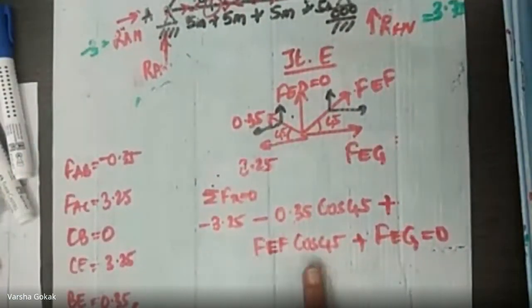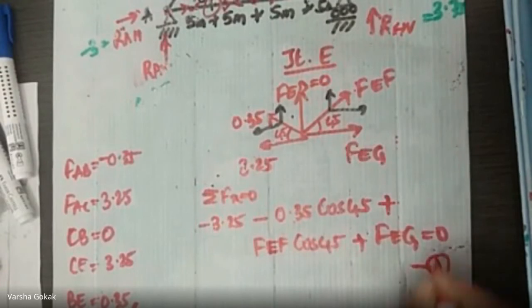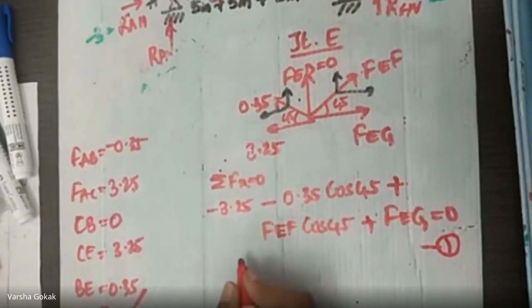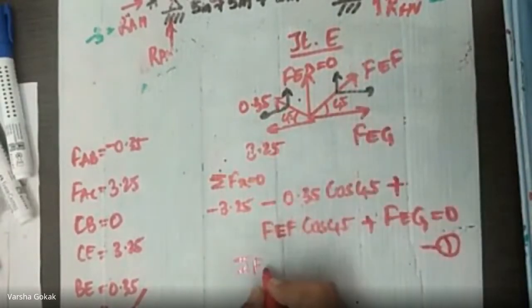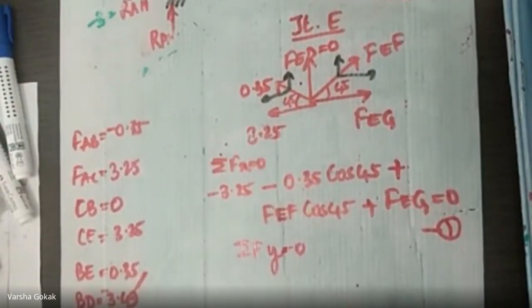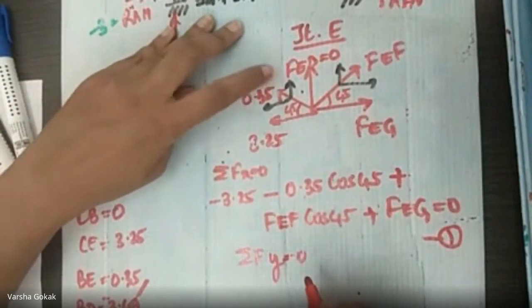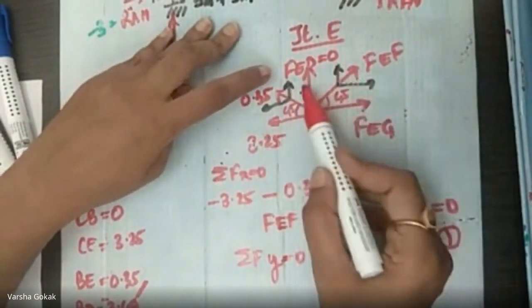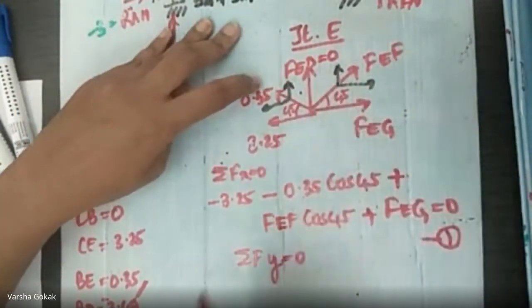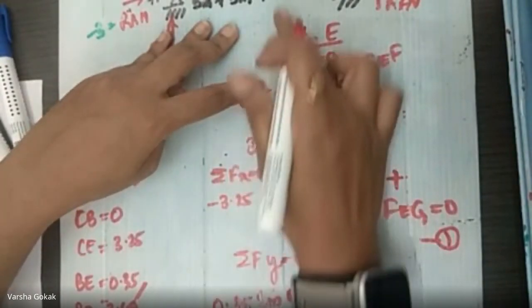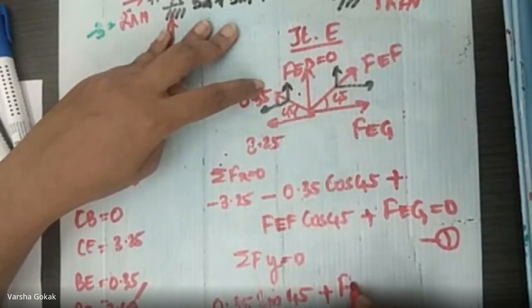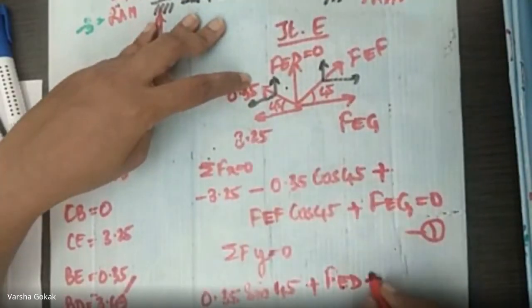Now here, these both are unknowns. These both are knowns. I'll not touch it. I'll call it equation 1 and I'll keep. Okay. Take summation. Can I do anything? No. Two unknowns cannot do. Take summation Fy equal to 0. In Fy equal to 0, I'll have 1, 2, 3. In that also, this is 0, right? So we'll write 0.35 sine 45 positive plus FED, which is 0 basically, plus this one.